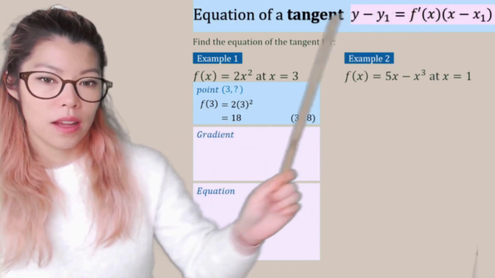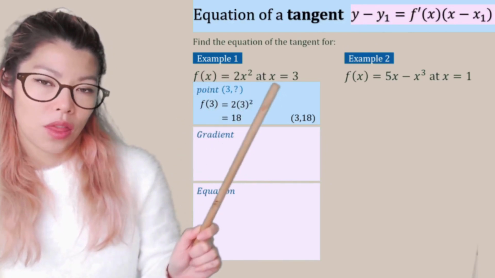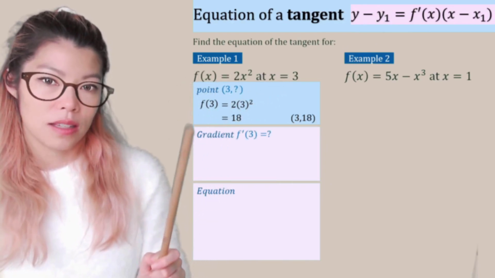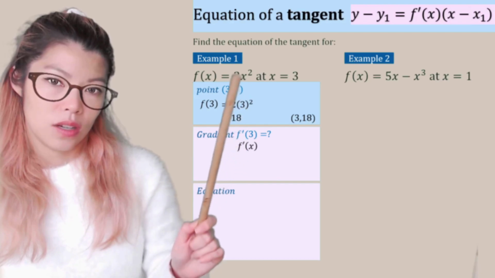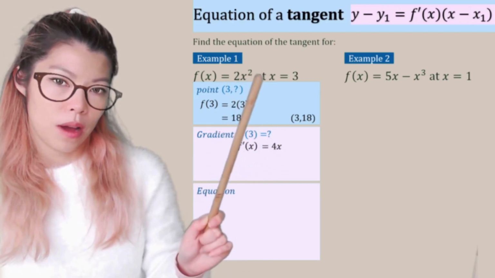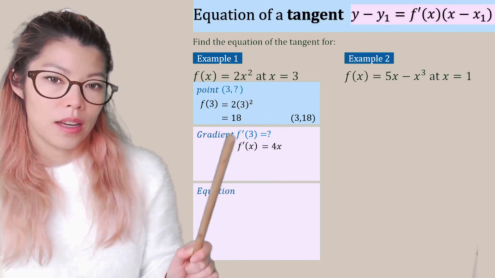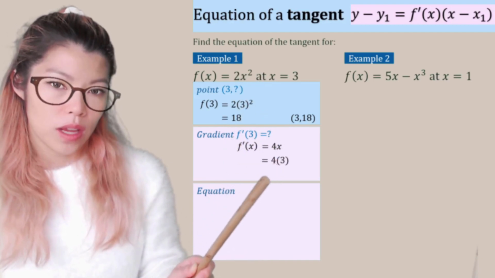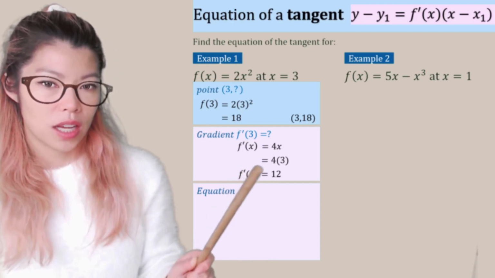Next, we have to find the gradient. And the gradient at 3 would mean f dash x. So f dash x is equal to 2 times 2, which is 4, and x to the power of 2 minus 1 is just x. Now at 3 would mean we substitute 3 and we get 12. So f dash 3 is 12.